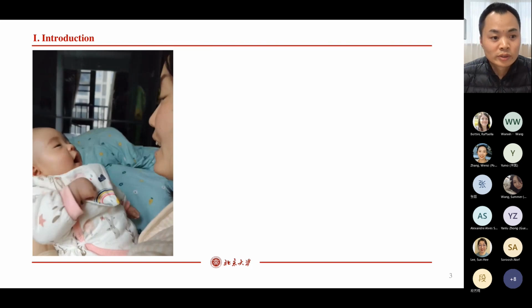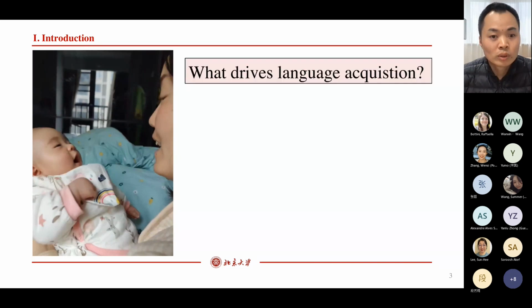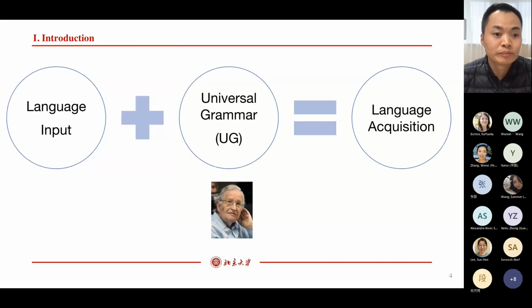I'm going to start with this picture. Here is my daughter. She's just 3 months old, and she has just begun babbling, which is really funny because I seldom paid attention to first language acquisition, but since she started babbling, I started to wonder what makes language acquisition possible. What drives language acquisition? I mean both first and second language acquisition.